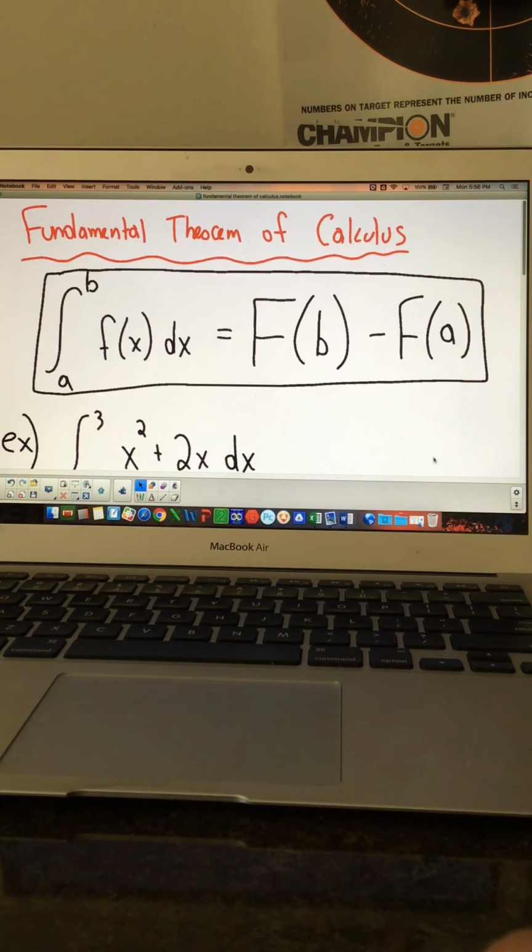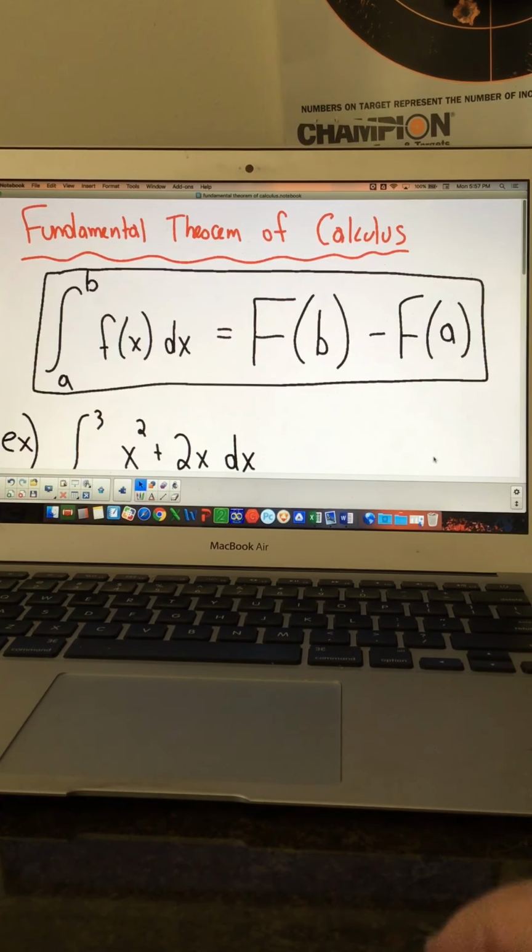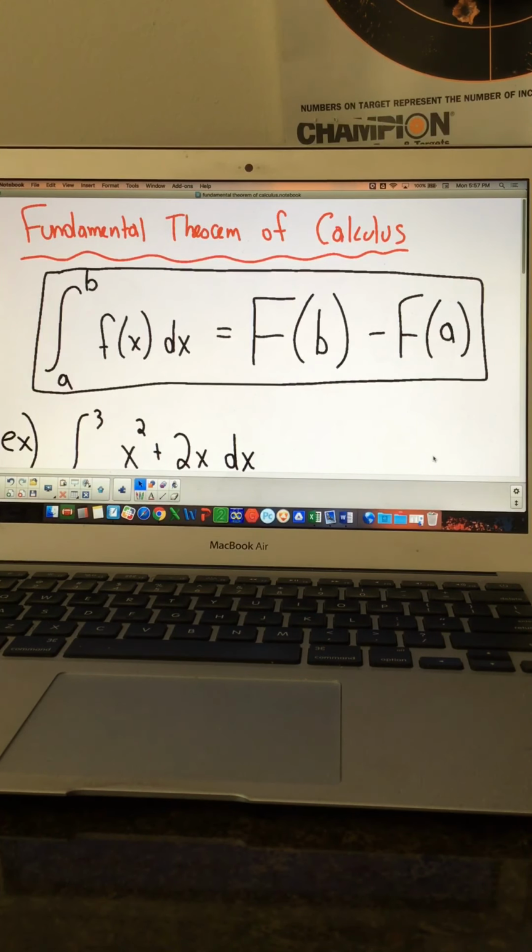Rocking and rolling to the next part of what we're going to get into. It is the fundamental theorem of calculus. So it looks pretty intense and crazy, but I'm just going to let you know that it's what we've been doing. We've been evaluating integrals, and right now it's been an indefinite integral, no boundary.